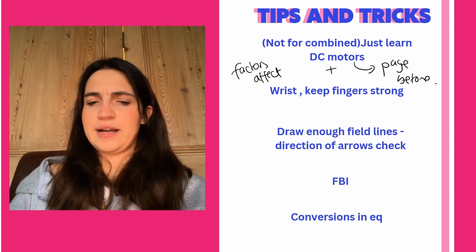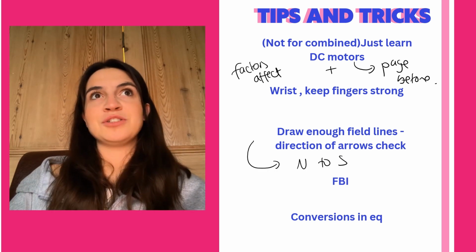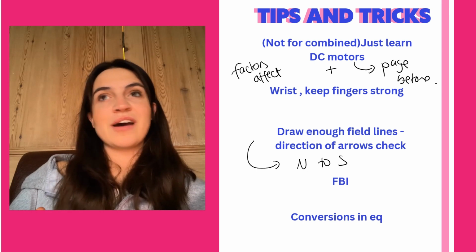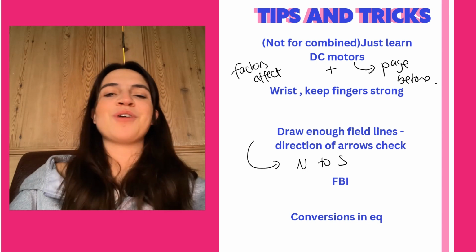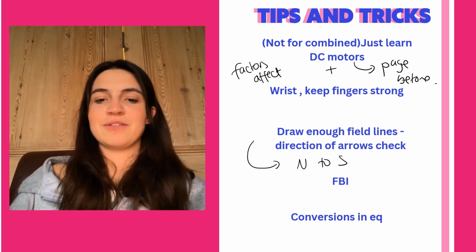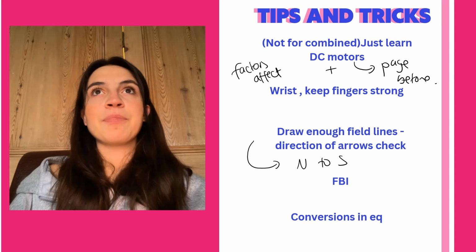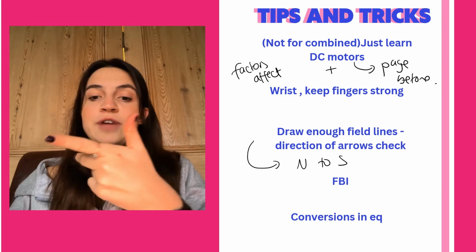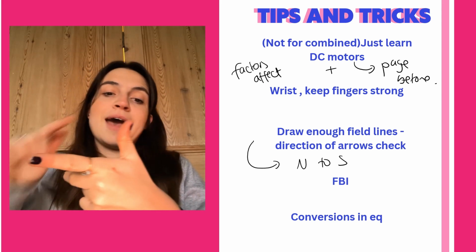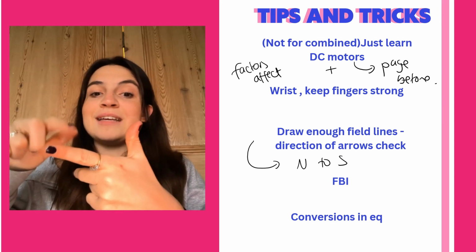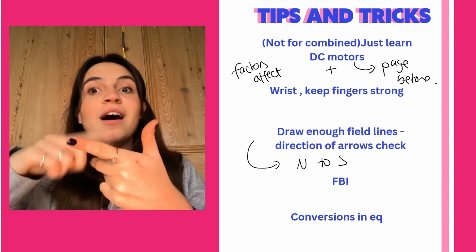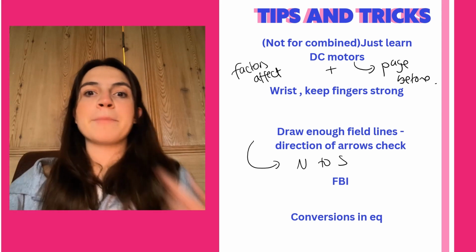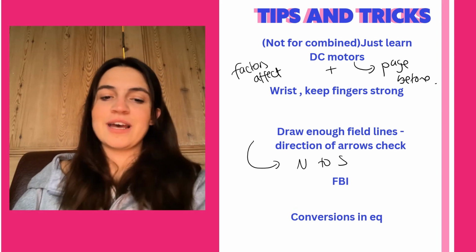Draw enough field lines. Yes, if you are asked to draw field line diagrams, make sure that you have enough and make sure that you check that your arrows are going from north to south. FBI, that's a way of remembering which of Fleming's left-hand rule, which is which. F, force, B, as in B for magnetic field strength, so that's your magnetic field, your next finger, and I for current, so it helps you remember which order those fingers are in.